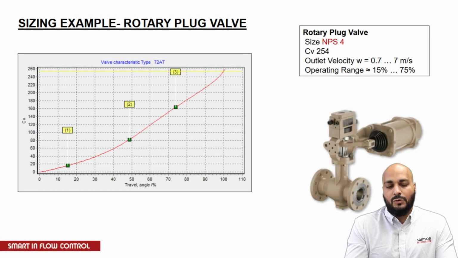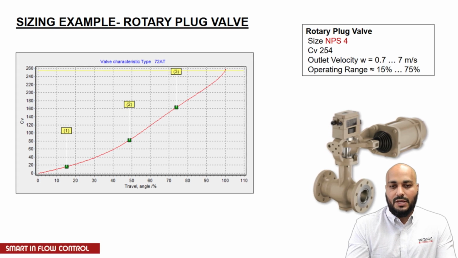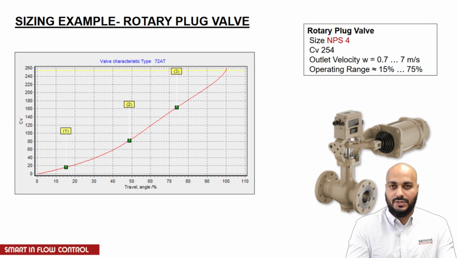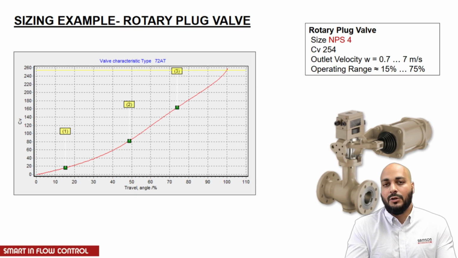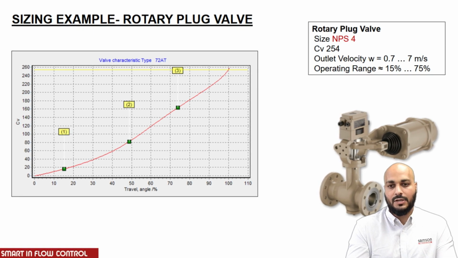In a rotary plug valve, we were able to go with a 4-inch size and a reduced CV of 254. With this, the operating range is from 15% to 75%, so it falls within range for the operating case and the max case, but below the range for the minimum case.